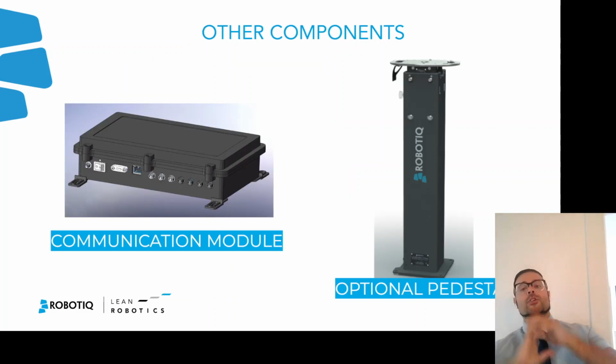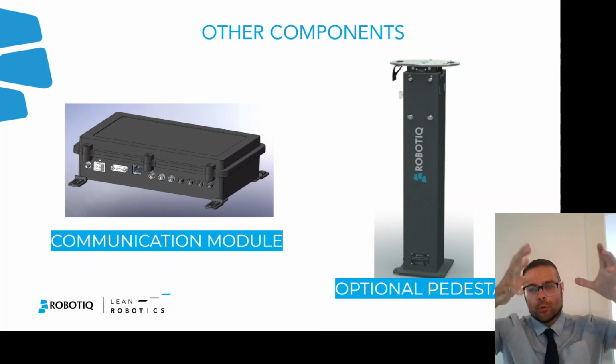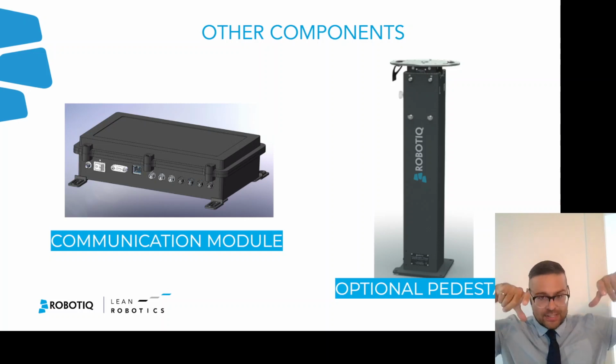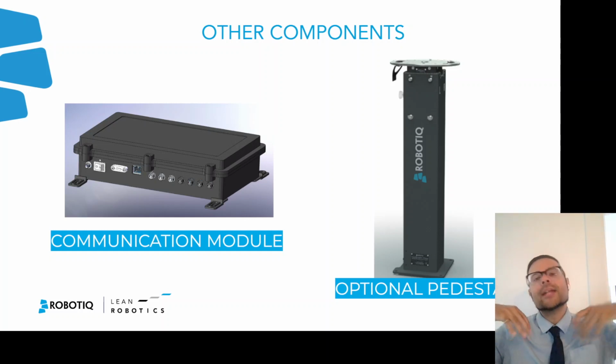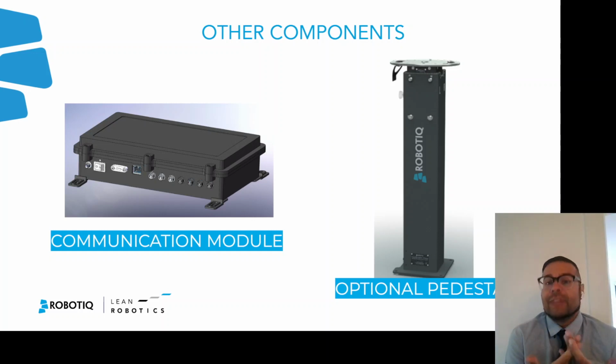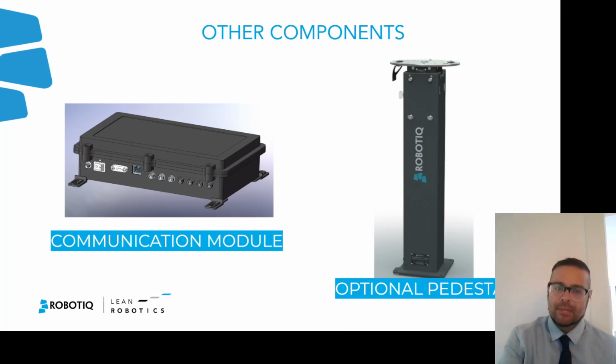Other components you will find in your box, in your kit, you will find the communication module. I'll show you in a second, and the optional pedestal. The pedestal is very useful to put the robot standing next to the machine. It doesn't use too much floor space. It has to be anchored in the ground. It's optional, so any user can choose theirs. This one is very, very convenient, and the height is adjustable as well.